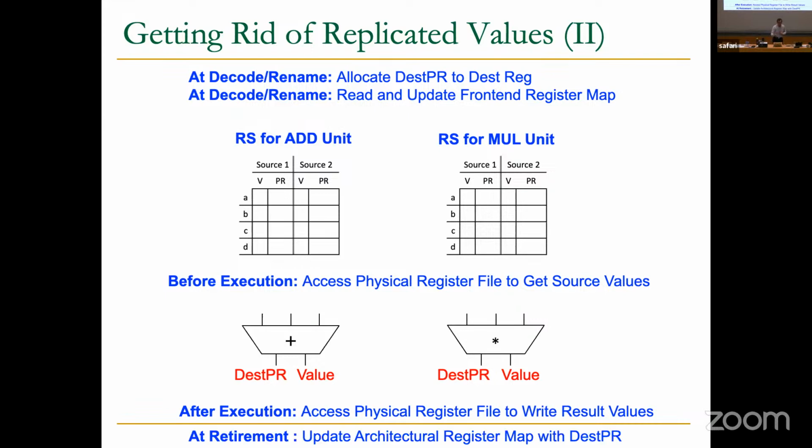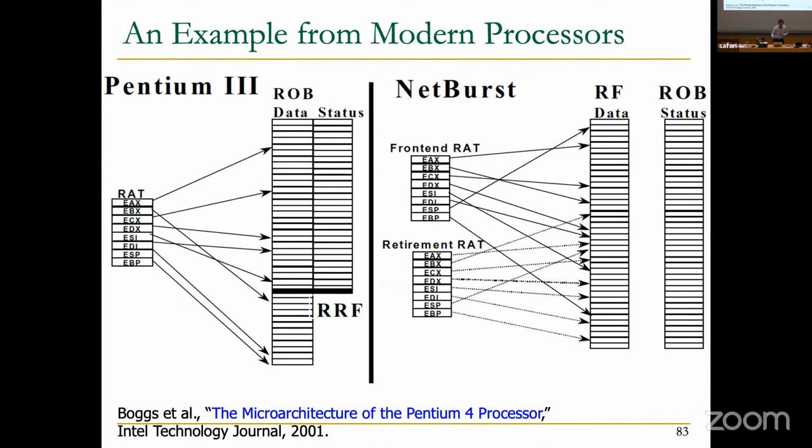Okay, so at retirement, we update the architectural register map with the destination physical register if the instruction is oldest and it didn't cause any exceptions. Okay, and this is a modern processor. Basically, Pentium 3 was like what we discussed yesterday, and NetBurst or Pentium 4 in Intel is essentially what we described, right? This is the front-end register map, front-end RAT, as they call it. It points to some registers in the physical register file. And this is the retirement RAT, or architectural or backend register file. It points to some other physical registers. They may be the same if the architectural register did not get renamed with an instruction that's producing a new value of that register, right?